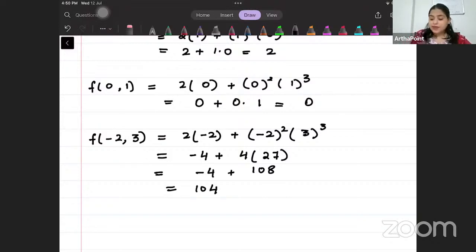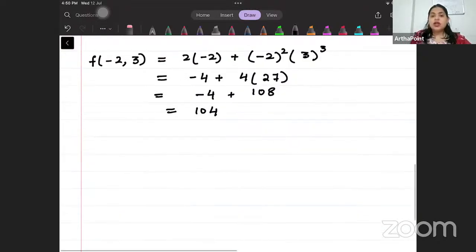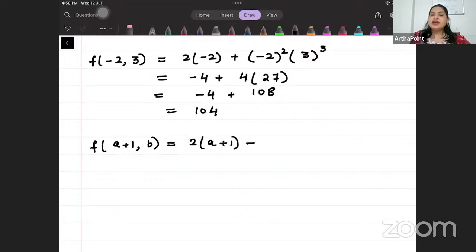Take the next part, beta. Find the value of the function at a plus 1, b. So this is going to be 2, and instead of x, you will have a plus 1, so a plus 1 whole square into b whole cube.